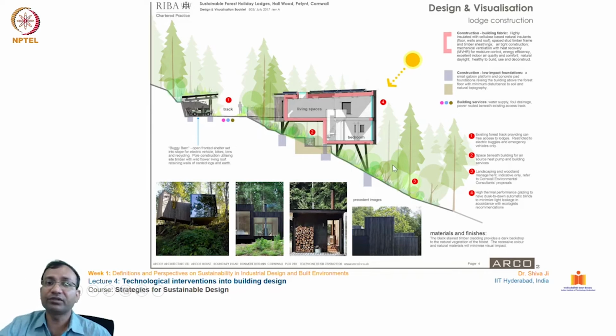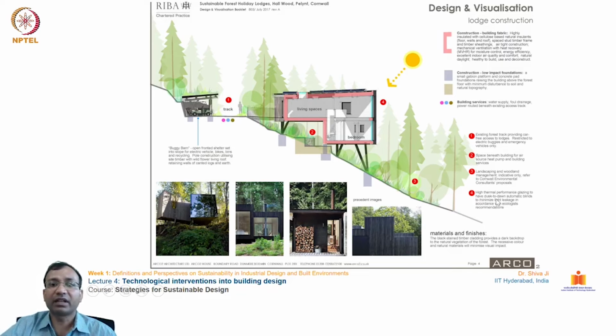And on point 2, if you see, the space beneath the building is open for air circulation, and open for the growing of grass and bushes, as well as utilizing a smaller area for creating heat pump and cooling capacity and things like that. In the third point, if you see over here, landscaping and woodland management indicates environmental compliance with the local laws of this place.